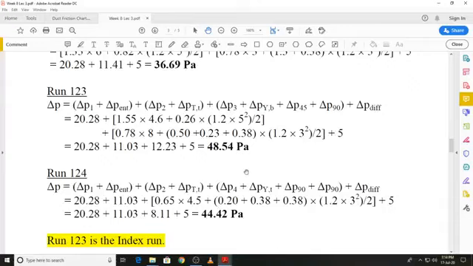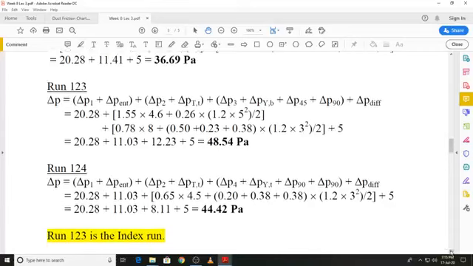All we have to do is now identify the index run, which is the run with the maximum pressure drop, that is evidently run number 1, 2, 3, and that run will have its damper fully open. In the other two runs, we will have to provide dampering. That means we will have to partially close the damper such that the pressure drop across that run again becomes the same as the maximum pressure drop, that is 48.54 pascal.